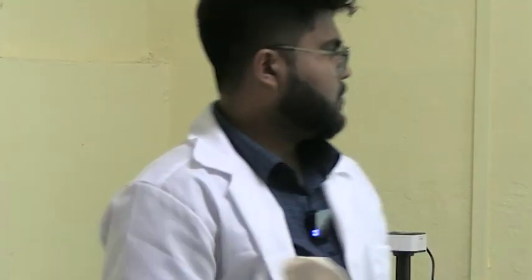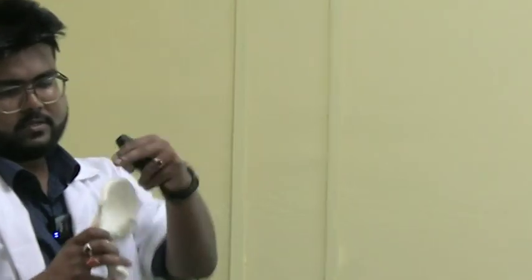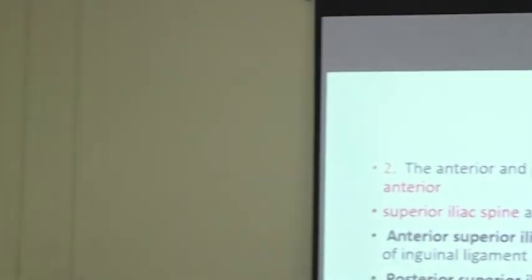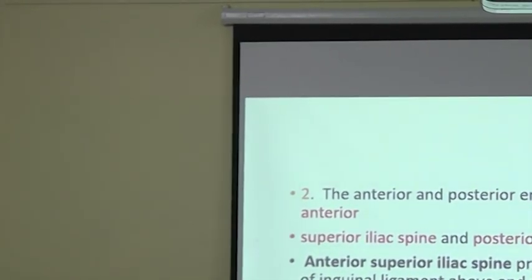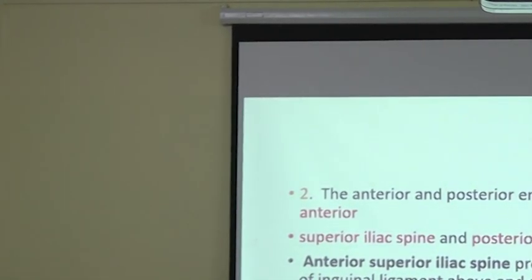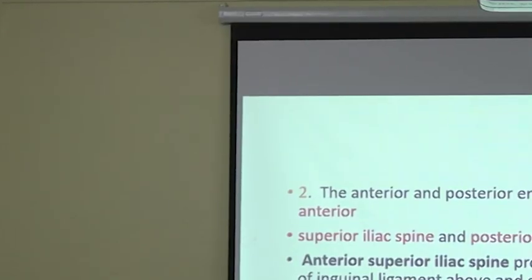So you can see here, this is the anterior end and posterior end, called the anterior superior iliac spine and posterior superior iliac spine. In the anterior superior iliac spine the sartorius muscle and inguinal ligament are attached. In the posterior superior iliac spine the sacrotuberous ligament is attached. In this line the iliac crest is divided, as I said before, into a larger ventral portion and a smaller dorsal segment.